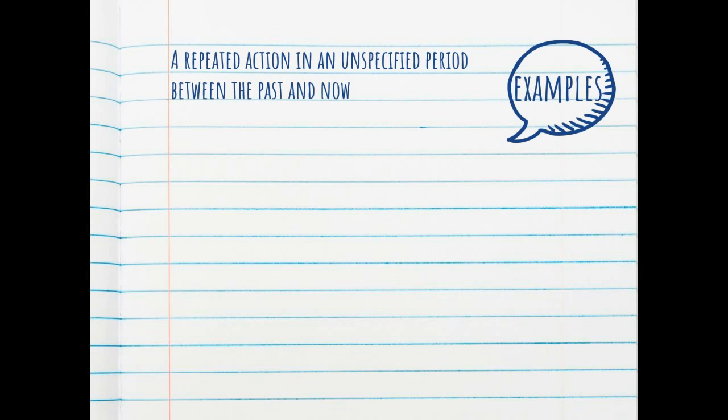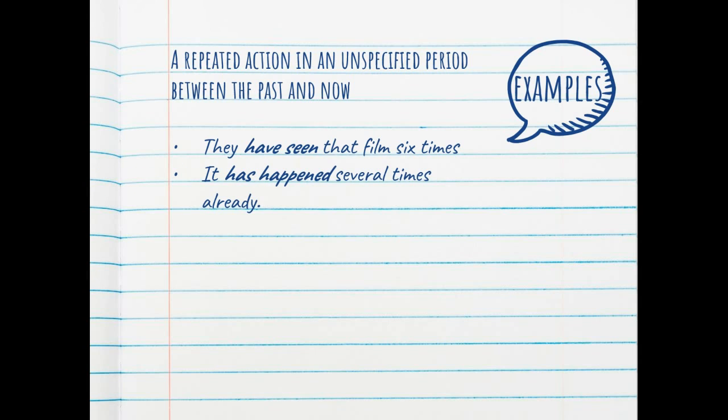Okay, then we have a repeated action in an unspecified period between the past and now. We have our first example. They have seen that film 6 times. Okay, it's not specifying when, it's just saying that this action has been repeated several times in the past. It has happened several times already. So before the last time it happened, it had happened several times already.